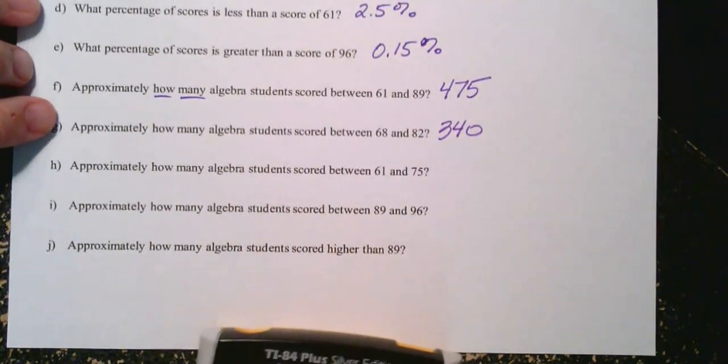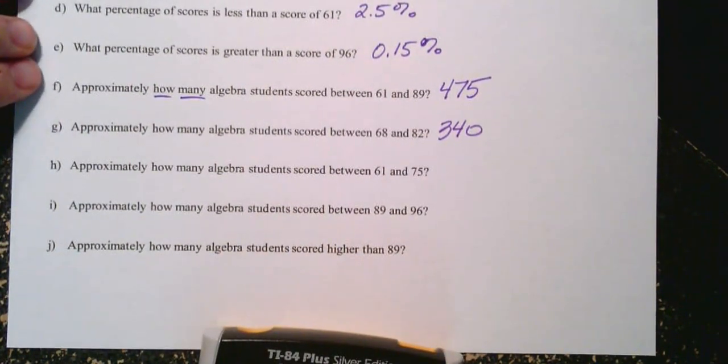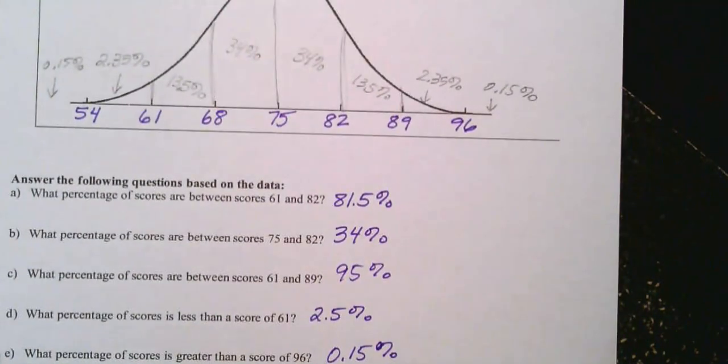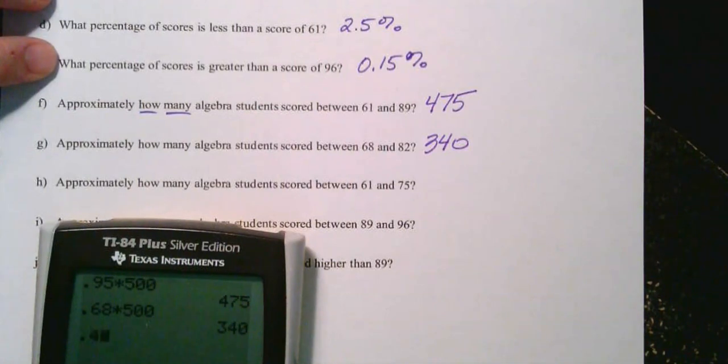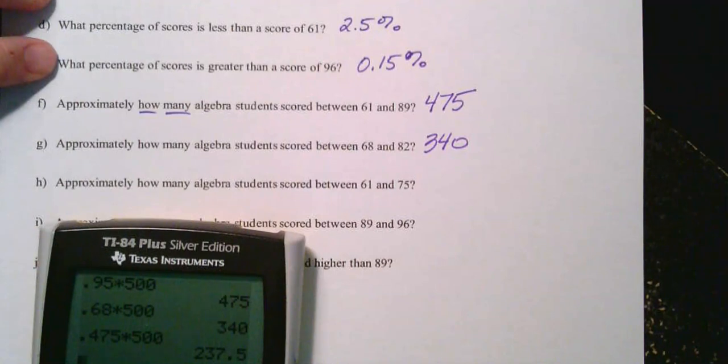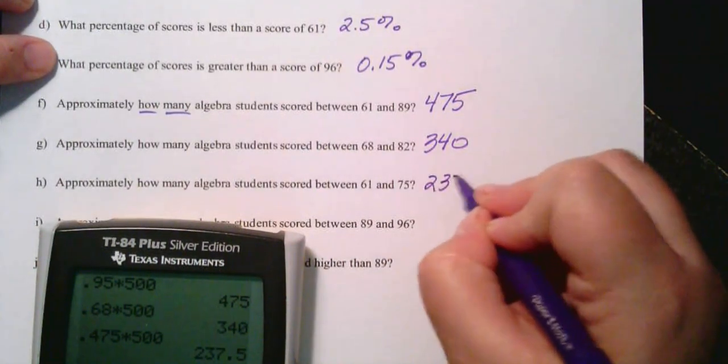Approximately how many algebra students scored between 61 and 75? 61 and 75, we've got 13.5 plus 34. That's 47.5%. So I'm going to take 47.5% of 500. And that gives me 237.5.